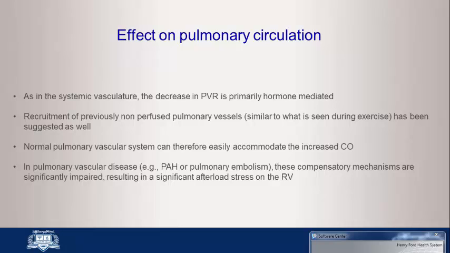But if you have pulmonary arterial hypertension or pulmonary embolism, you can see how difficult this would be, because the plasma expansion and the cardiac output will increase, but you don't have the capacity to accommodate these changes, and this puts extra pressure on the RV and leads to RV failure.